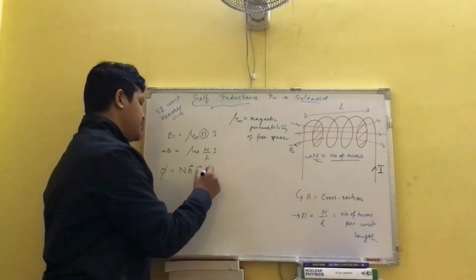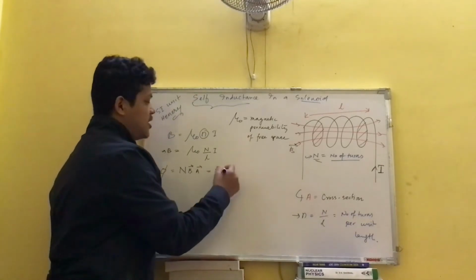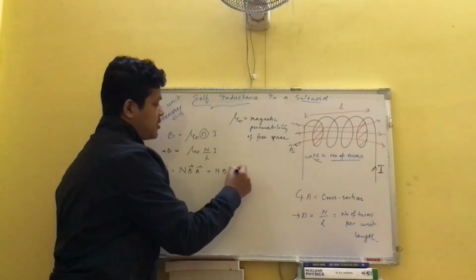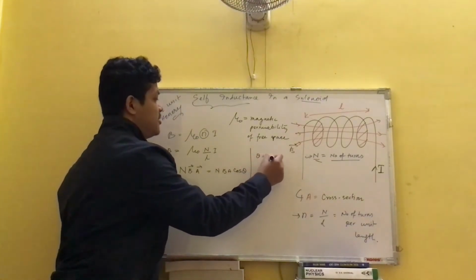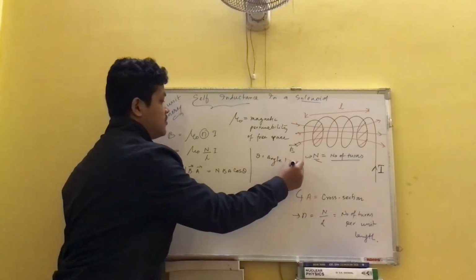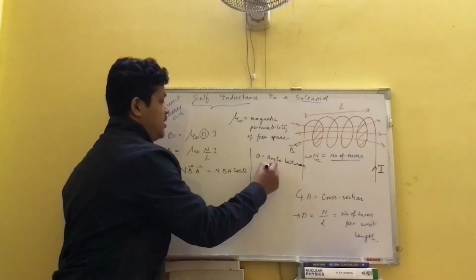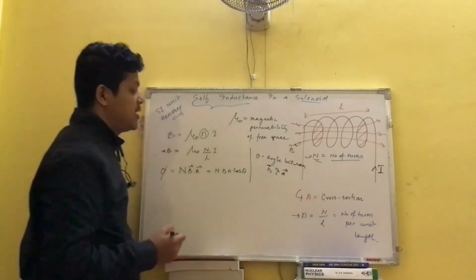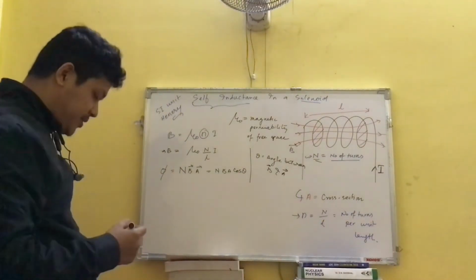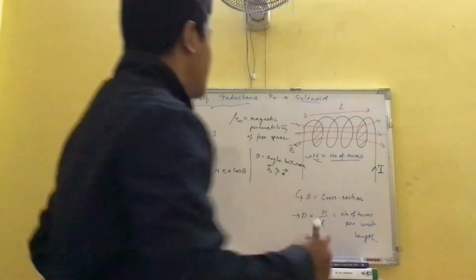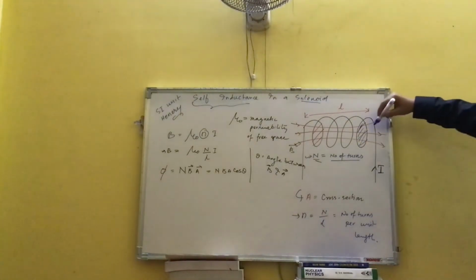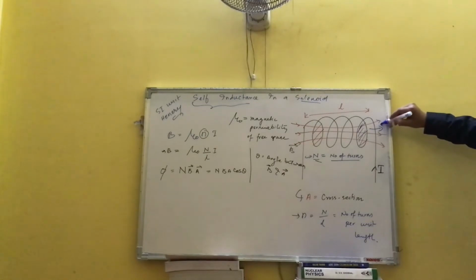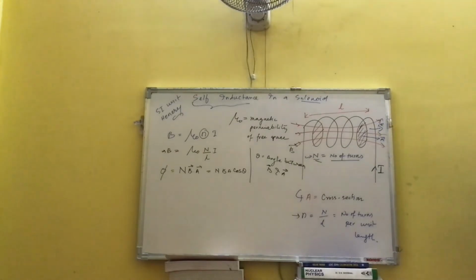And dot product of these two is what? BA cos theta. So here you see theta is the angle between B and area vector A, magnetic field and area vector A. Now here you see, this is the area of cross section. This is the direction of magnetic field, and in the same direction we have the area vector. So angle will be 0.